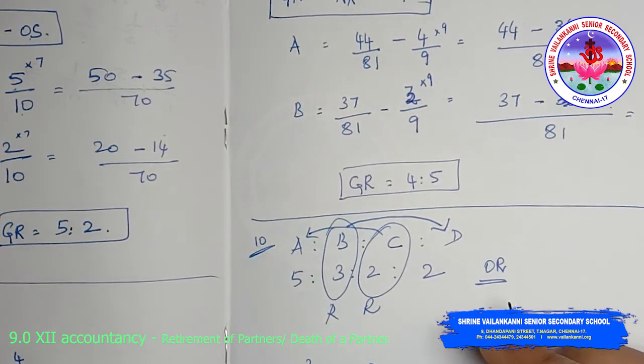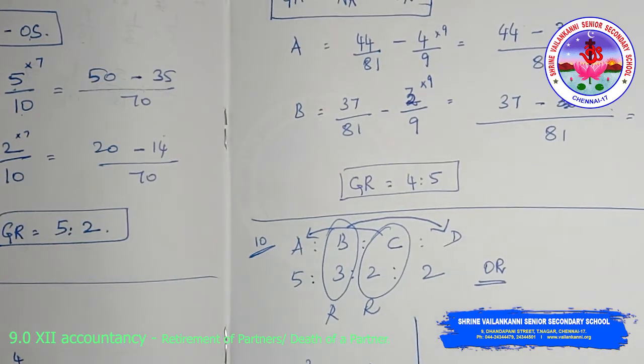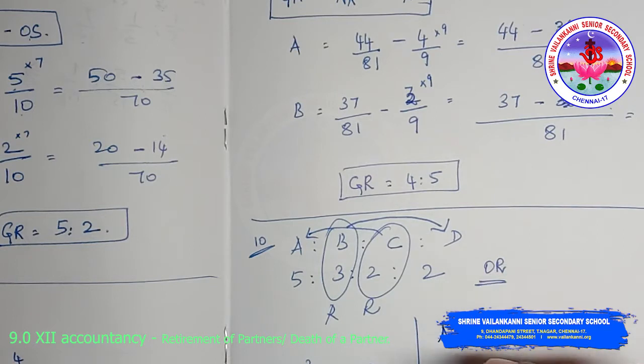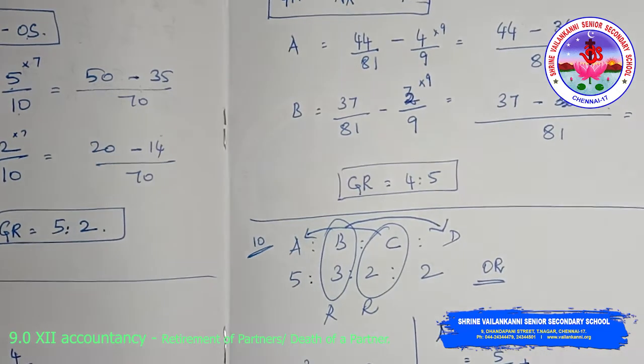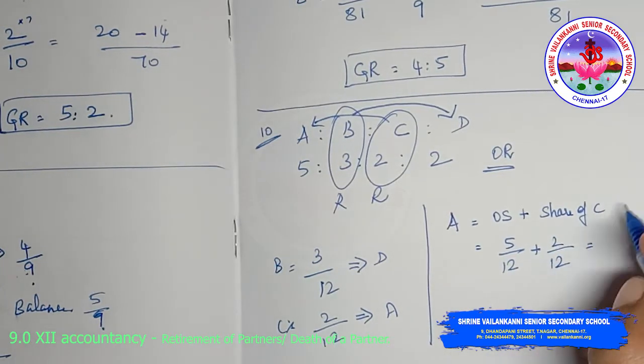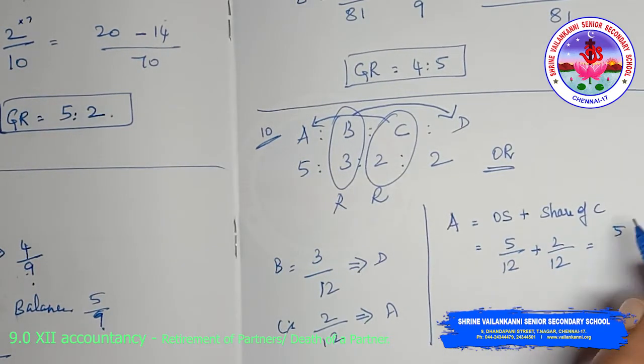Okay. So now we need to calculate what is the new share of A. Old share plus share of C. What is the old share? 5 by 12 plus share of C. What is share of C? 2 by 12. So which comes to 7 by 12.